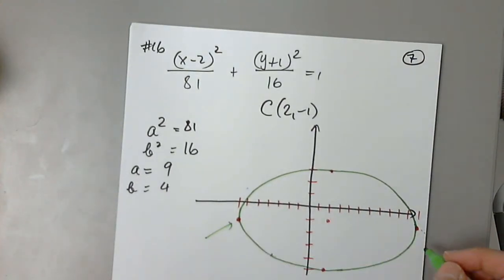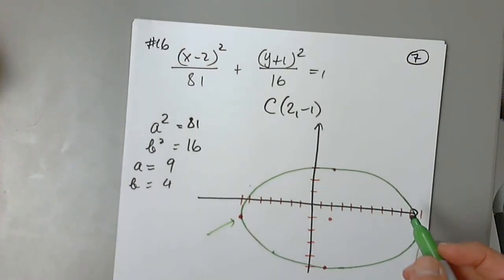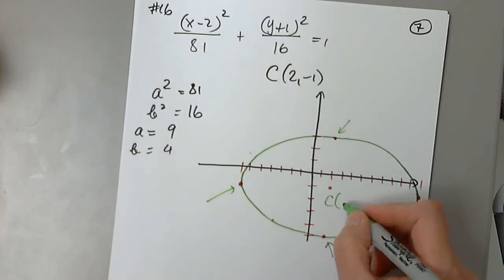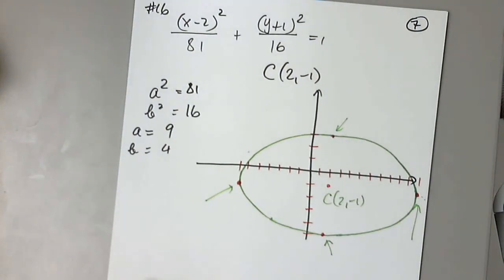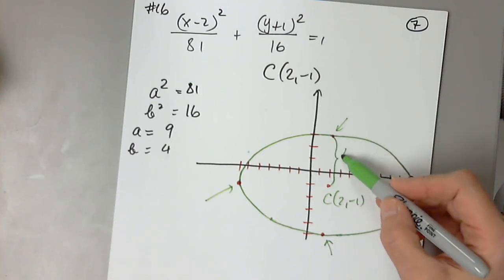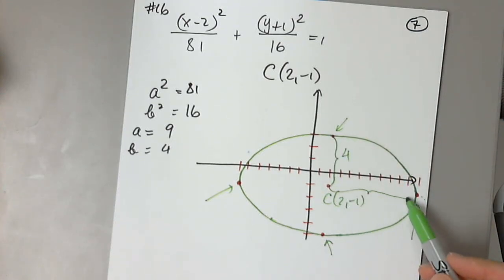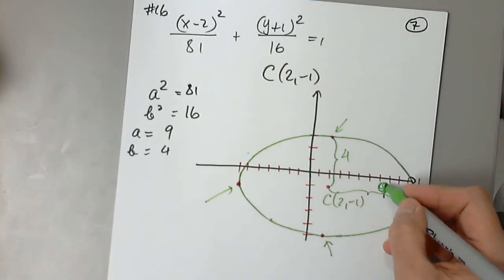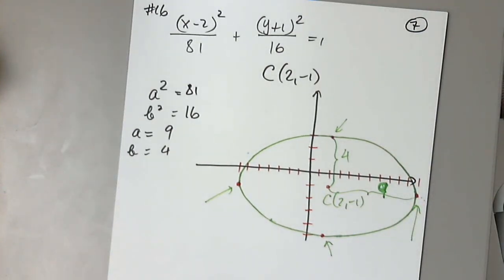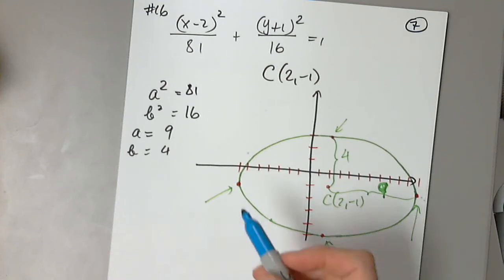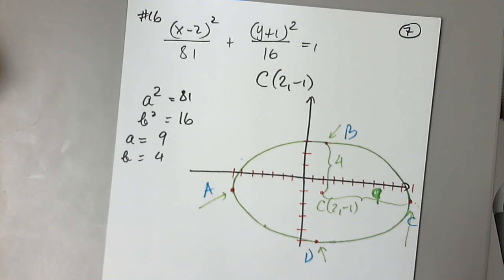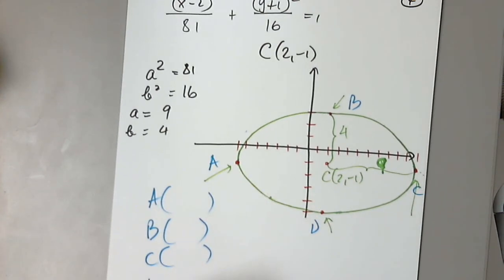Can anyone give us the coordinates of the vertices? Remember, the center is 2, -1, and this must be 4, and this must be 8. I'm sorry, 9, of course. How did I come up with 8? Okay, so can anyone give us this vertex? So I'm going to call them A, B, and C, and D. So coordinates of A, please. B, C, and D.